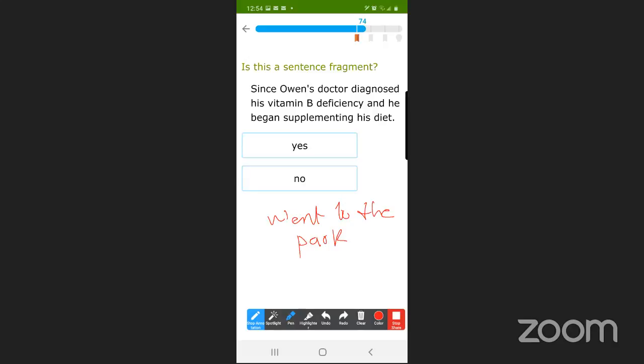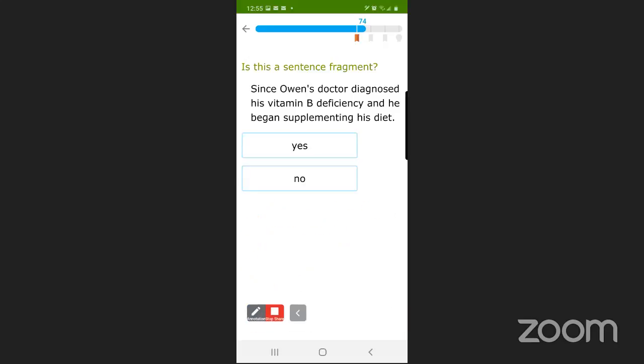No. Alina, Aisha? No, because the subject is missing. Something went to the park. Who went to the park? A lot of questions will come. The subject is missing, so it means that it's not complete. So that's how you know it's a predicate. It's a part of a sentence. It needs something to be added to make it complete.